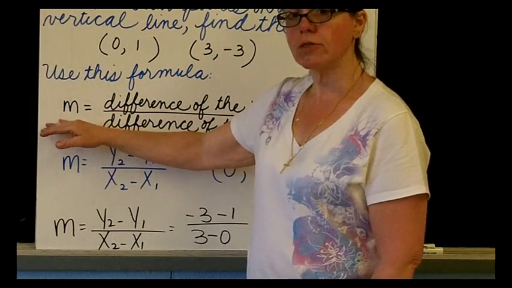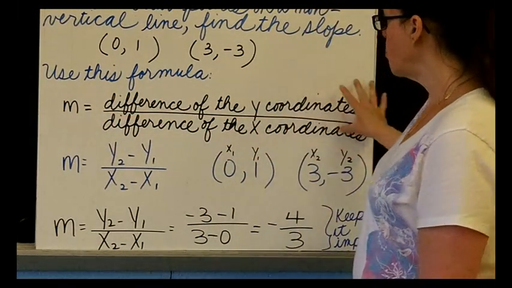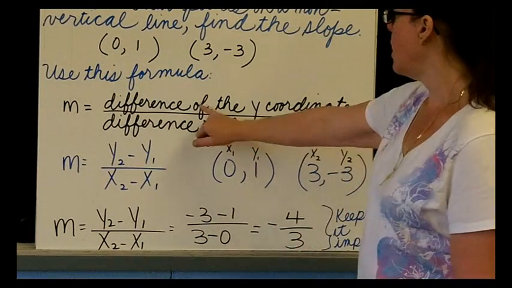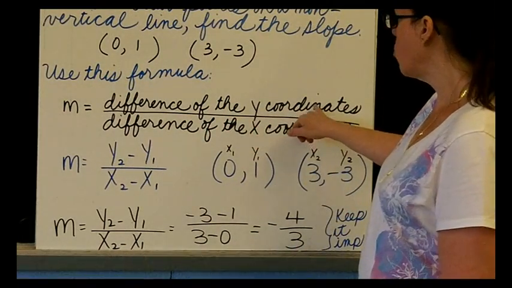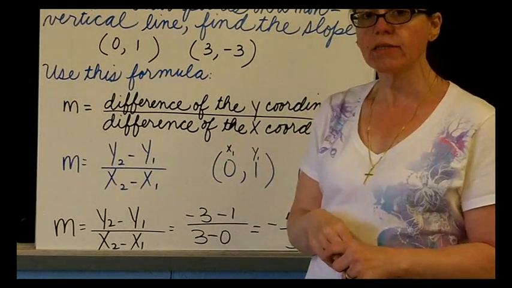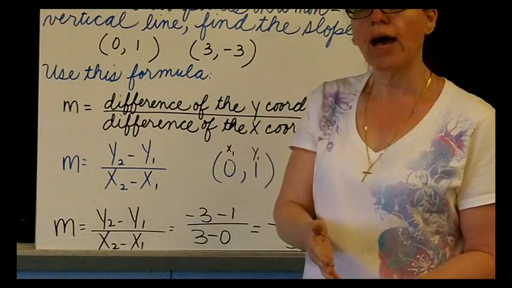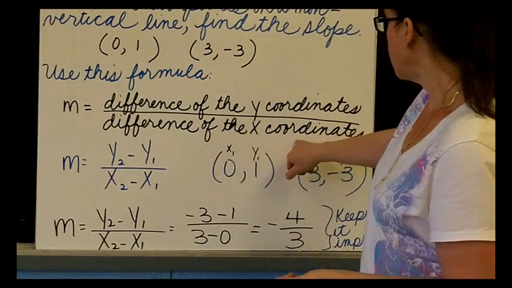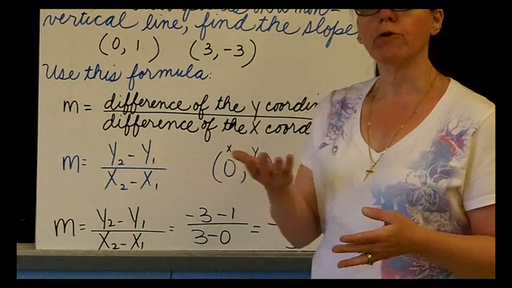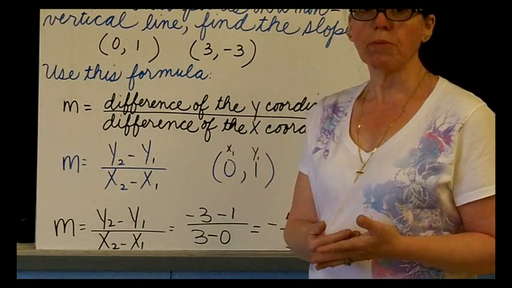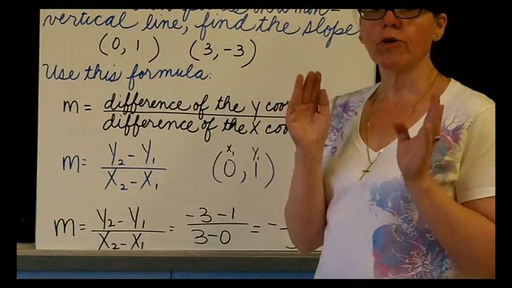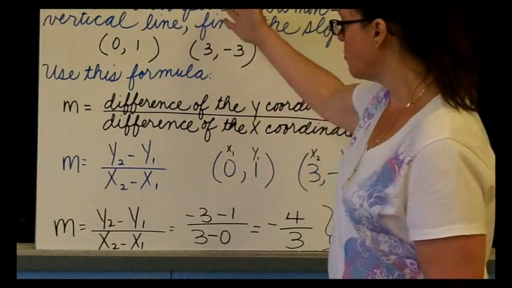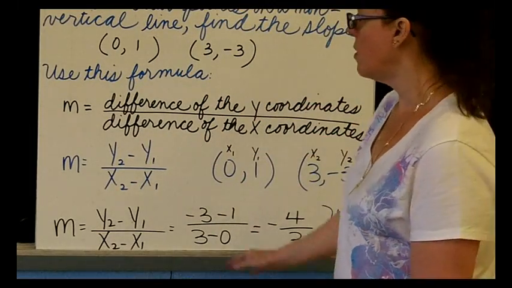M, which you remember means slope, is, and this is just putting what you've learned so far in this lesson into different terms, the difference of the y coordinates, because remember the y-axis is the vertical axis, so it's our rise, divided by the difference of the x-coordinates. Our x is our horizontal axis, and remember, slope is the ratio of the vertical change of the line to the horizontal, pardon me.